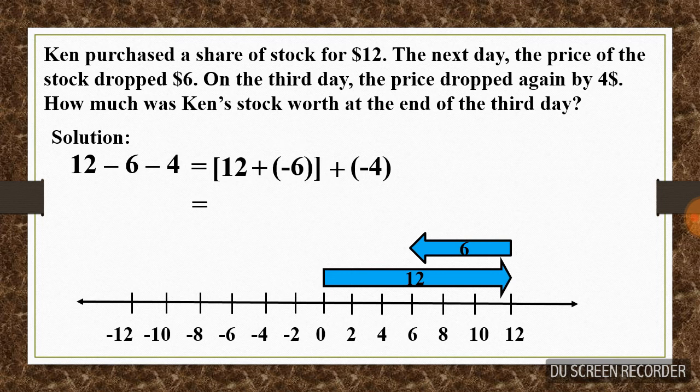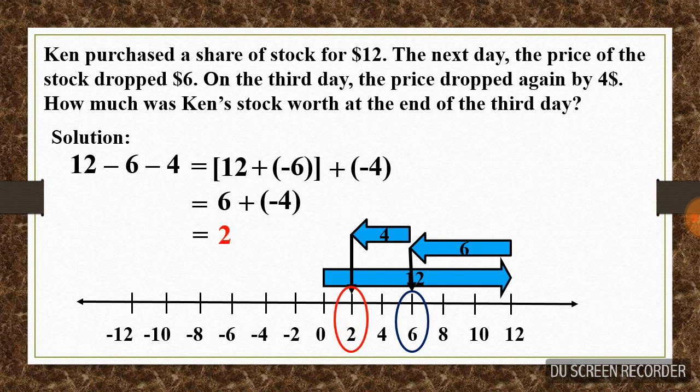Now, 12 plus negative 6 is equals to 6 plus negative 4. Now, 6 plus negative 4. Since 4 is negative, we'll move 4 times from 6 to the left. Now, 6 plus negative 4 is equals to 2. Now, the question was, how much was Ken's stock worth at the end of the third day? Ken's stock worth at the end of the third day was $2.